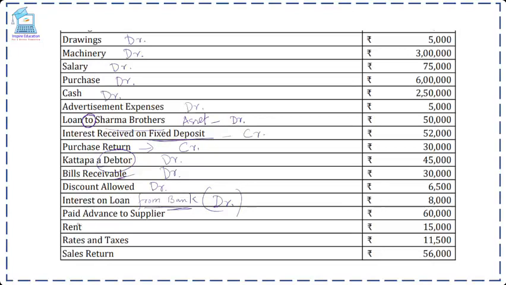Next, paid advance to supplier. We have earlier seen received advance. Now we are seeing paid advance. Will it be debit or credit? Paid advance to customer. Debit or credit?